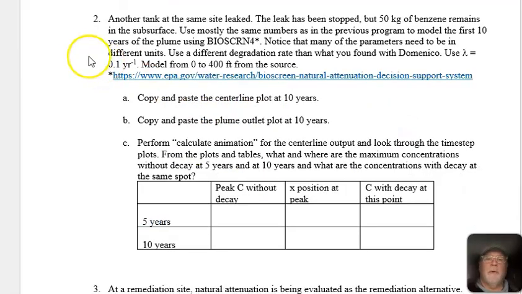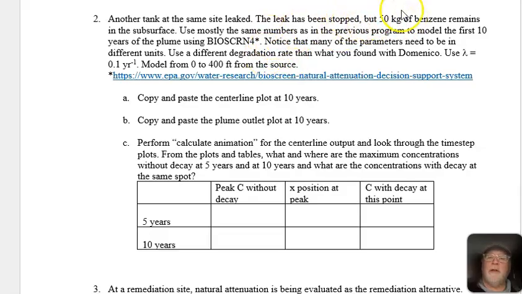Now we're going to do another model called BioScreen 4. Again, here's a link to get it. It's just a spreadsheet model. And again, if this link is dead, Google it, you can find it. Use most of the same parameters. This one is a little different.